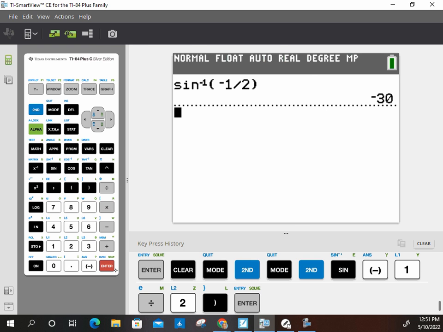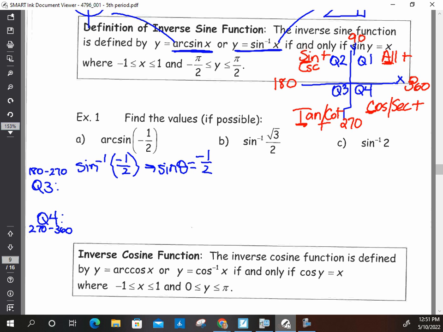So we got -30 degrees, but we want to deal with positive angles. We always want to deal with positive angles. So we get -30 from the calculator. How can I force that to be positive? Add 360 to it to force it to be positive. So that's 330 degrees, which puts it in quadrant number 4. So there's your first answer.